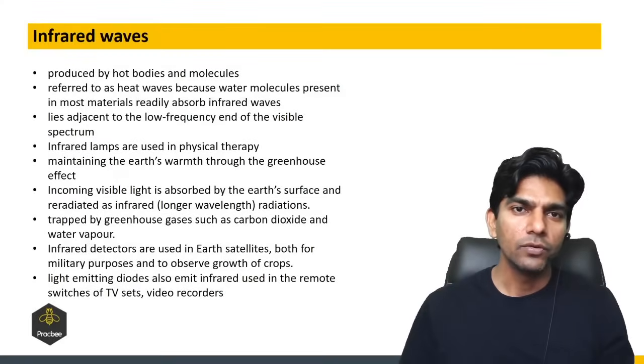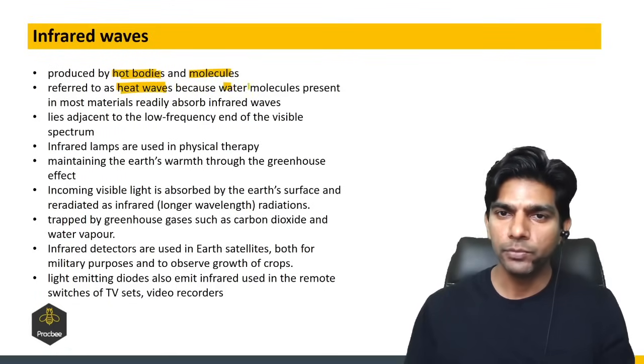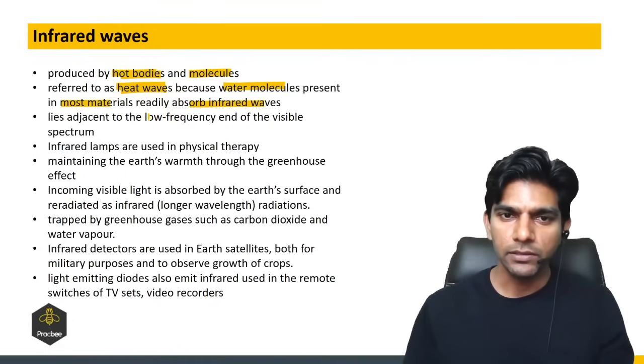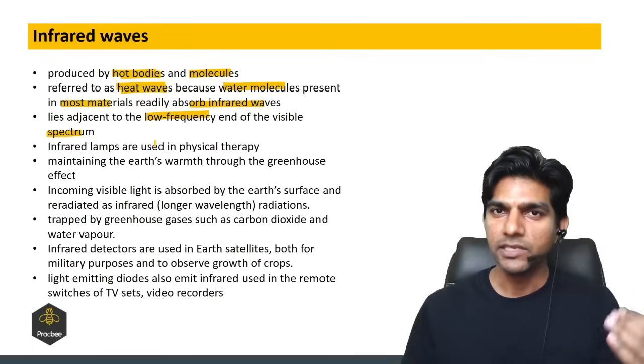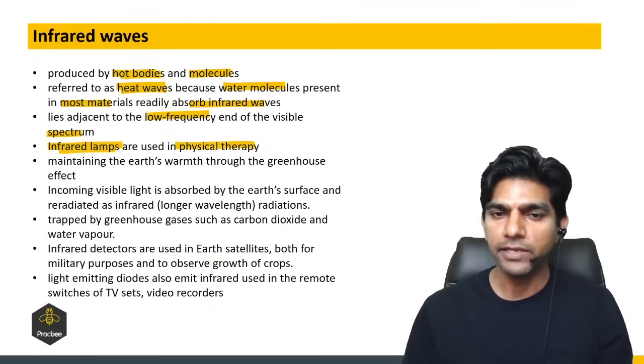Now let us see how infrared waves are produced and what the applications of infrared waves are. These are produced by hot bodies and molecules, and are sometimes referred to as heat waves because water molecules present in most materials readily absorb this radiation, due to which the temperature of those bodies increases. It lies at the lower frequency end of the visible spectrum. Now let us see some applications of infrared radiation. First are infrared lamps, which are used in physical therapy.